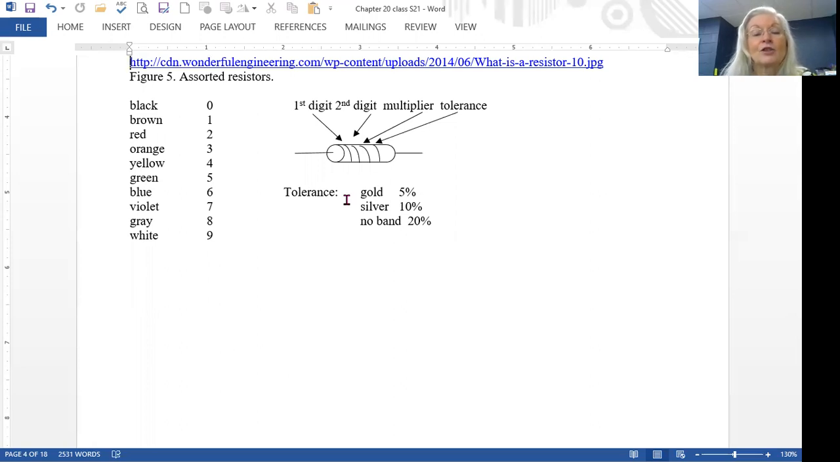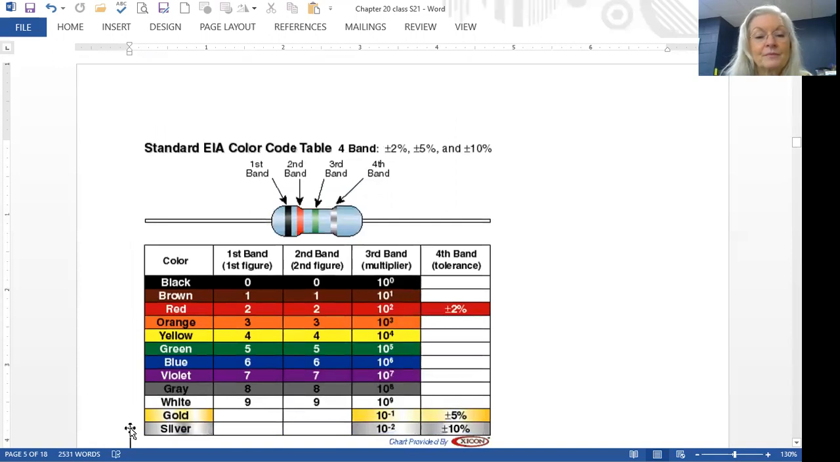So you have 2 digits and a multiplier for the 3 colored bands. Let's look at a numeric example. So here is one where we have colored bands. Our first band is black, our second band is red, our third band is green, and the 4th band is silver. Well, silver is pretty easy. That corresponds to 10%.